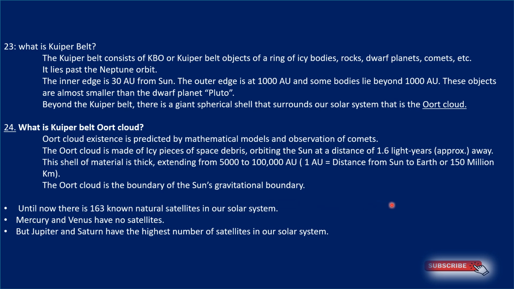Until now, there are 163 known natural satellites in our solar system. Mercury and Venus have no satellites, but Jupiter and Saturn have the highest number of satellites in our solar system.